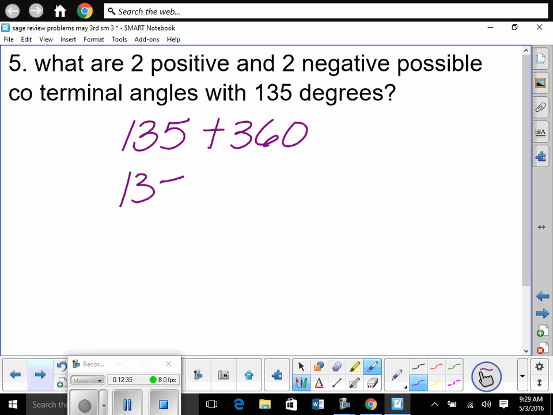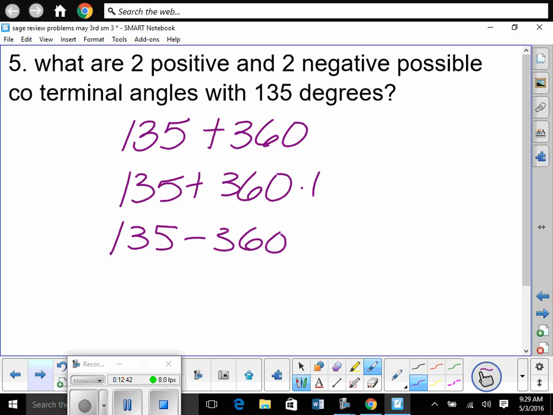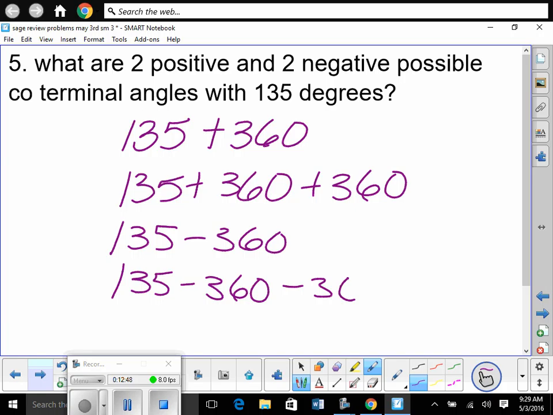So we need two positives, so I'm going to add 360 twice. And then we need two negatives, so I'm going to subtract 360, and I'm going to subtract 360 again. Does everybody see what I'm doing here? Yes or no? Because I'm kind of writing it weird, I get that. Are we all good? I'm not going to calculate these. If you get what you're doing, we're good.